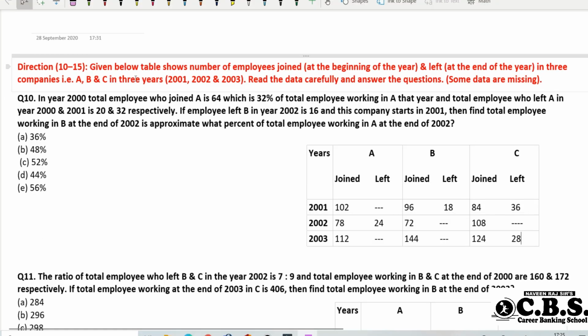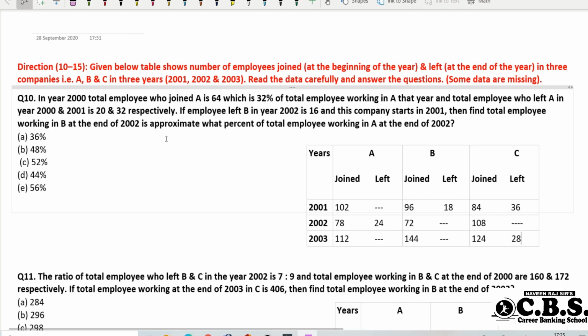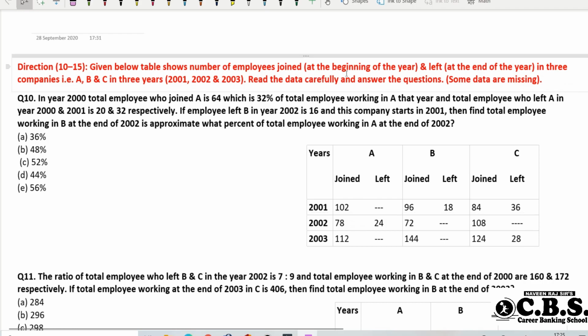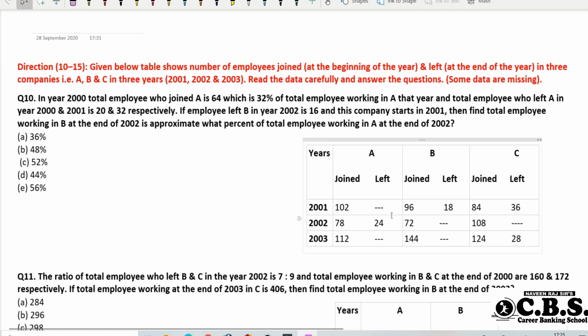Data interpretation questions, from 10 to 15. Before solving data interpretation questions, you need to understand the header of the table, and it is very important. So what is the header of the table? The given table shows the number of employees joined at the beginning of the year, and some employees are left.